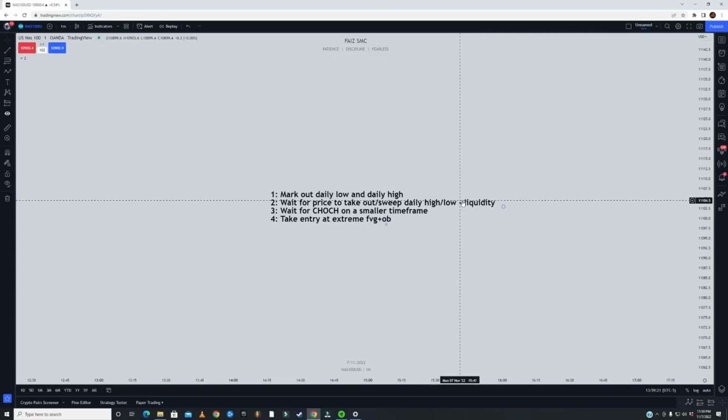The rule number 3 is that you wait for change of character or market structure shift, whatever you want to call it, on a smaller time frame. Rule number 4 is you take your entry at the extreme fair value gap, and by that I mean the last fair value gap. These are the rules, so let's go straight to the charts.